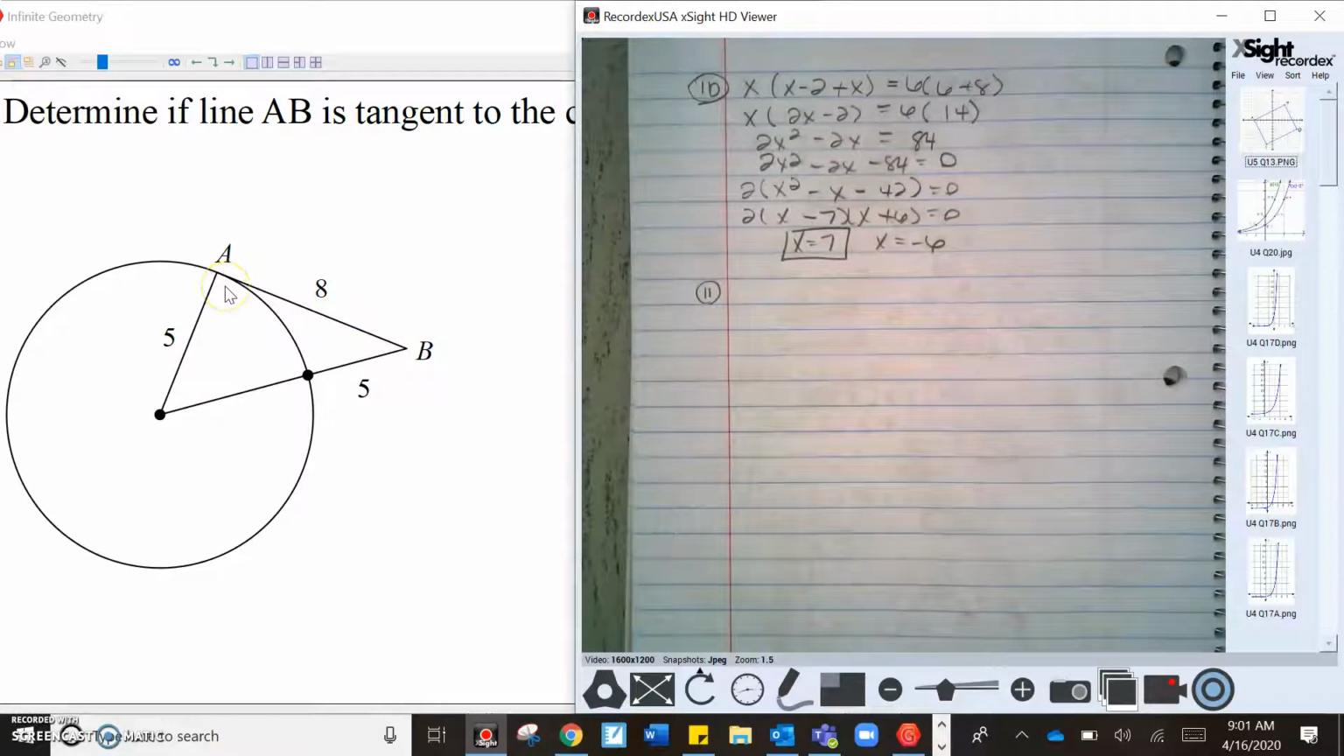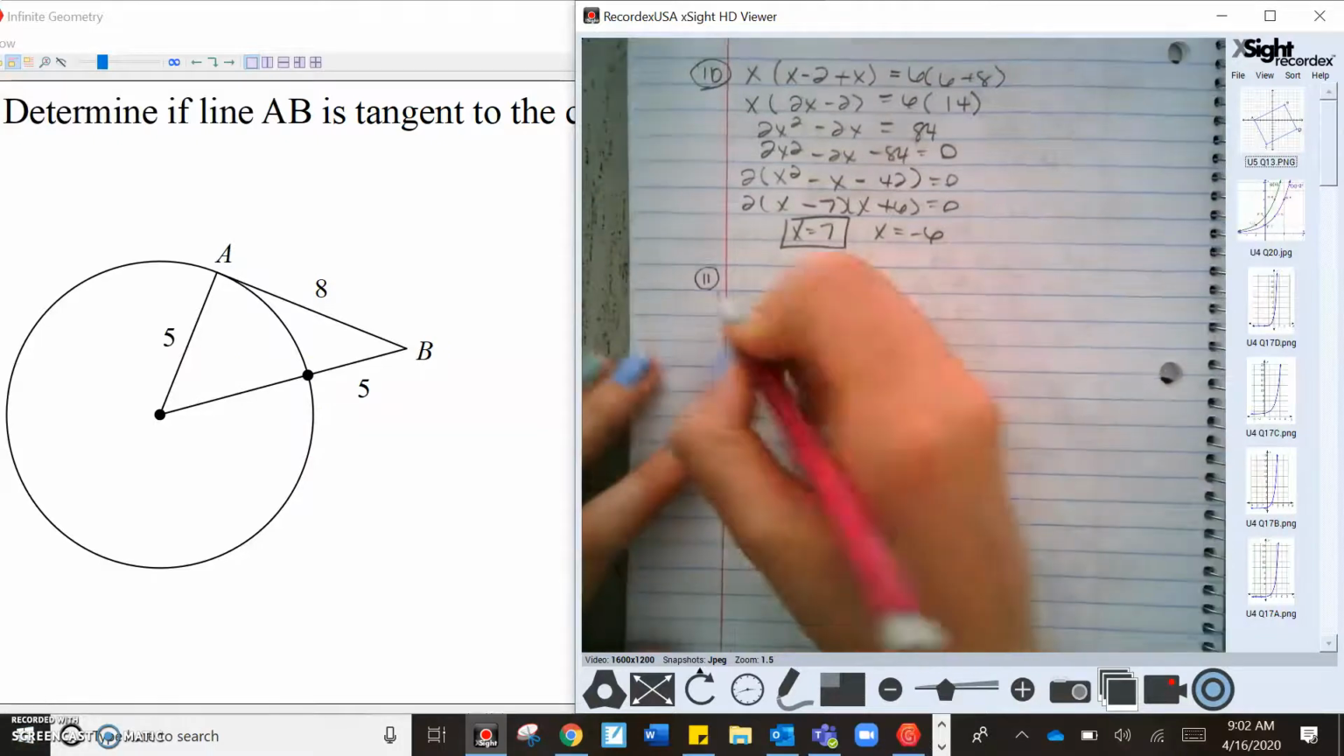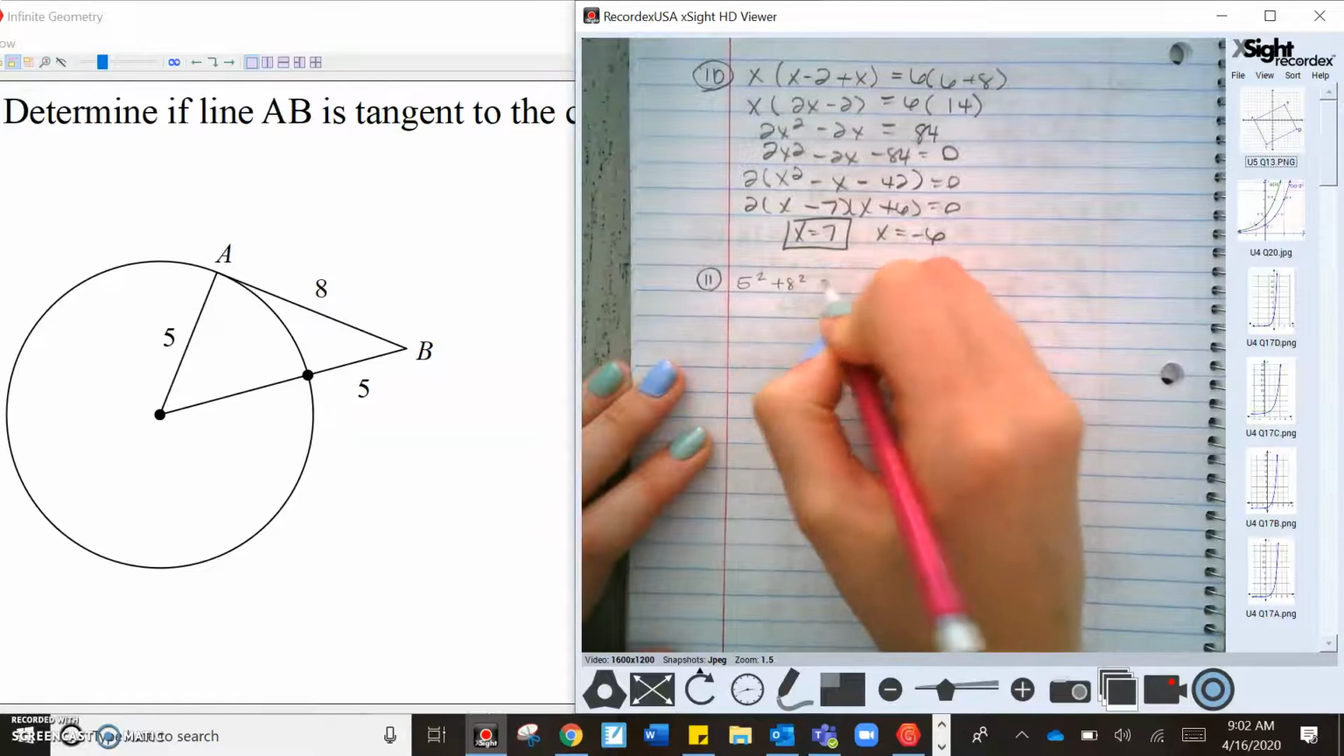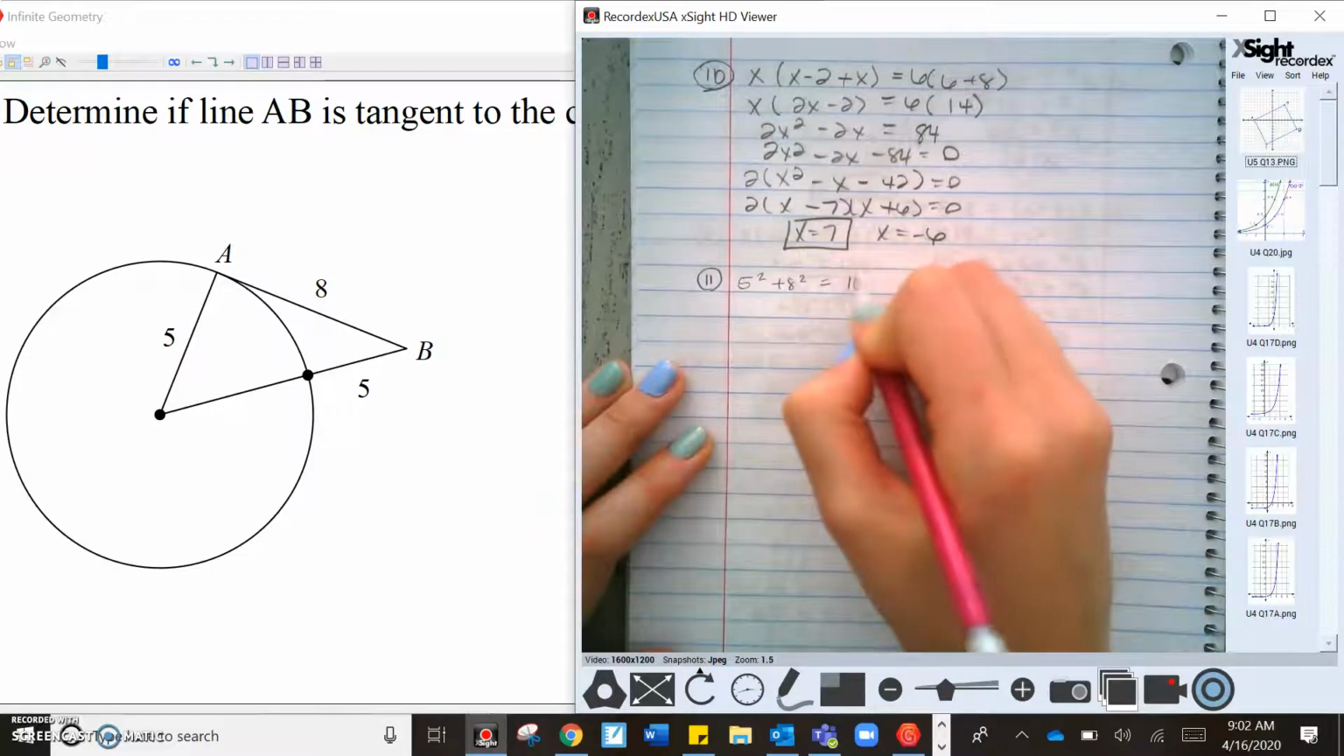Remember when we talk about tangents, we're using the Pythagorean theorem. We're trying to prove if this really does create a 90-degree angle. That's what it means to be tangent. So if this tangent line is supposed to create a 90-degree angle, then I have a leg, and I have a hypotenuse. So this is going to be 5 squared plus 8 squared is equal to 10 squared.